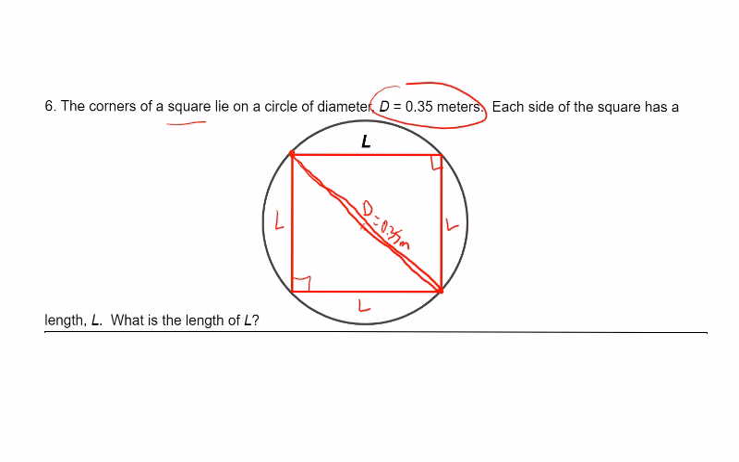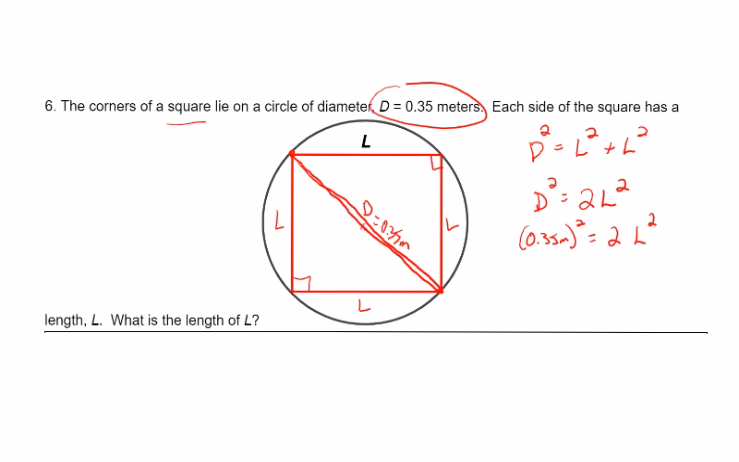Since D would be the same as your hypotenuse, then D squared would equal L squared, which is one of the sides, plus L squared, which is one of the other sides. L squared plus L squared is two of them. So D squared would equal 2 L squared, and so you could solve for L based off of that. Since we know what D is, 0.35 meters squared equals 2 times L squared. Then just do it like a little algebra problem: divide by 2, square root, and you're good. That's one way to do it.